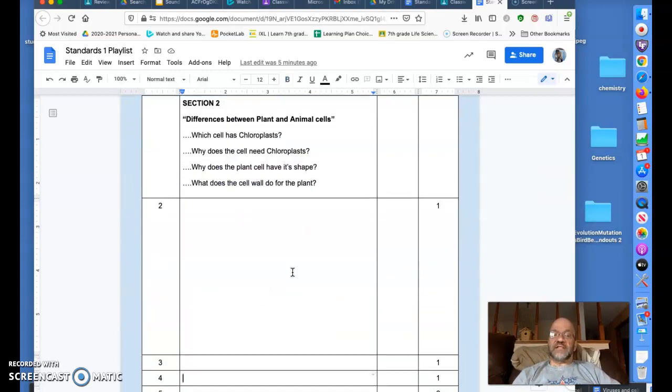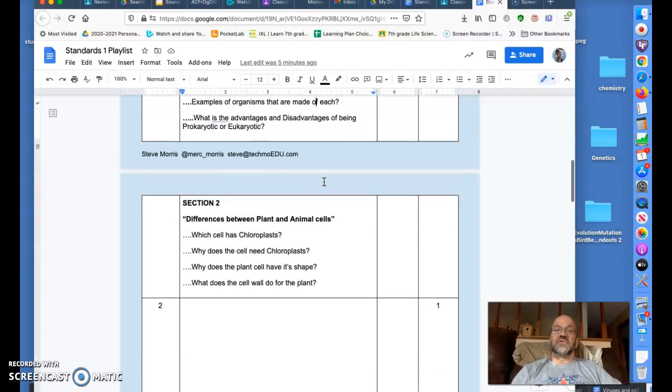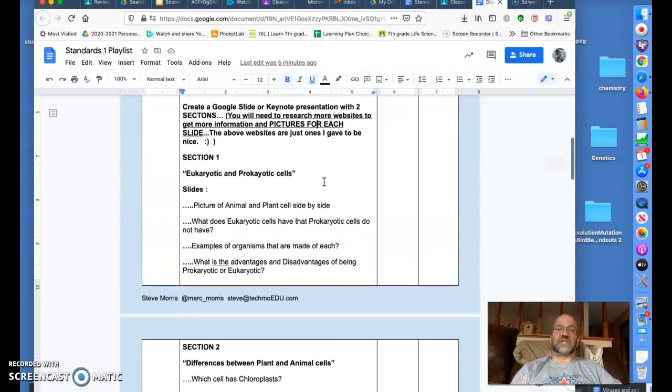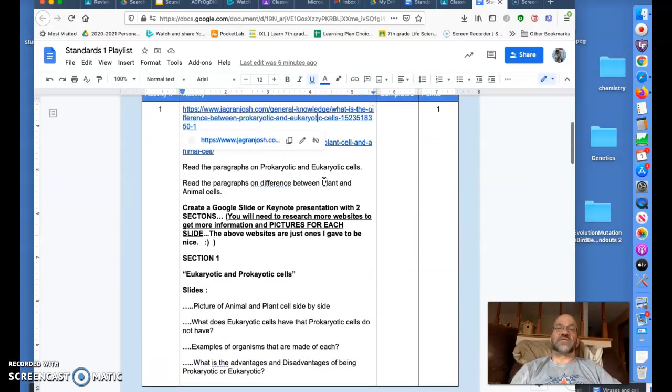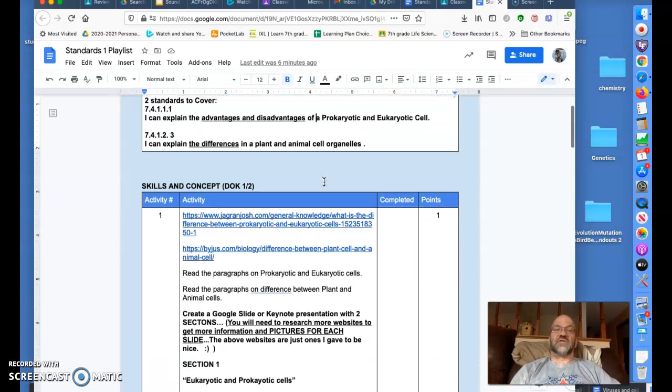And then the next section will be on the differences between plant and animal cells. Which cell has chloroplasts? Why does the cell need chloroplasts? Why does the plant cell have its shape? What does the cell wall do for the plant? And that should cover what you need, the basics, for these two standards. So that's what I'm looking for.